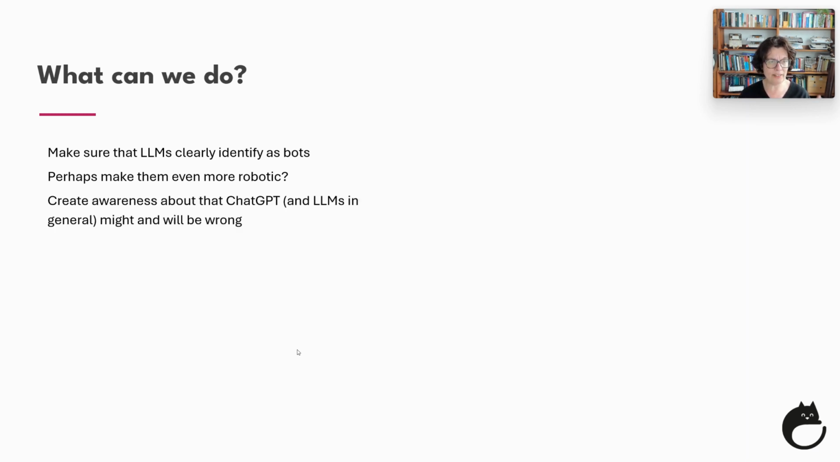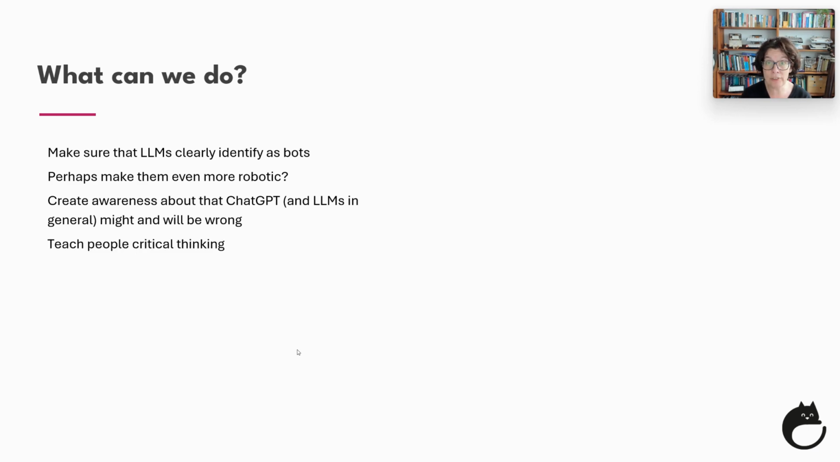Also, make sure that we create awareness that ChatGPT and large language models in general might and will be wrong, and that the level of wrongness will perhaps factually decrease, but will make it even harder for us to detect whether something is right or wrong. Because a blatant error you can spot, right? You can tell if someone says Paris is the capital of the UK, that's not right. But the more subtle the hallucination, the more difficult it gets to recognize it.